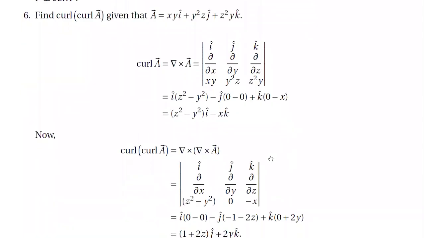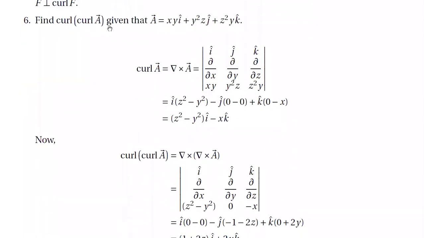Next problem, find curl of curl vector A, given that vector A is equal to xy i plus y square z j plus z square y k. So first let's calculate curl of this given vector. So curl of vector A is equal to del cross product with vector A. So i j k, dou by dou x, dou by dou y, dou by dou z from del. Then vector A is equal to xy, and here you get y square z, here you get z square y.